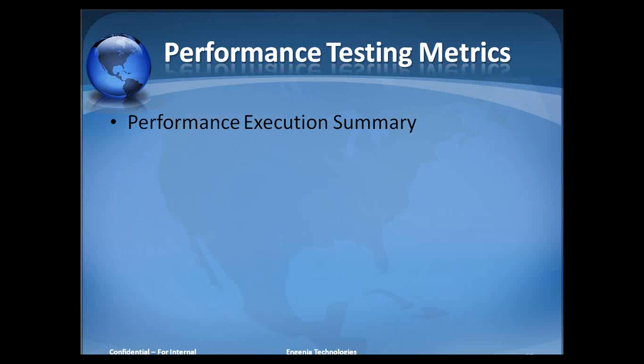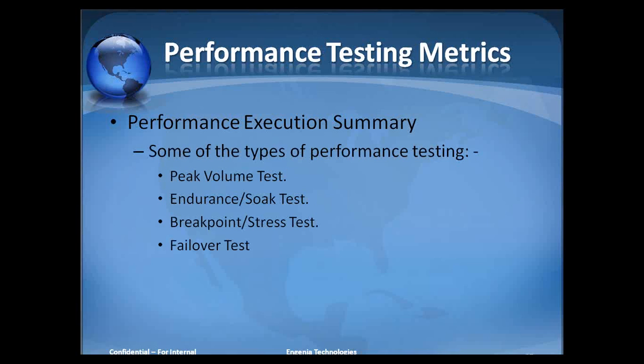Next one is performance execution summary. This metric gives the classification with respect to the number of tests which were conducted, along with the status, that is either pass or fail, for various types of performance testing. Some of these types are, for example, peak volume test, endurance or soak test, breakpoint or stress test, and failover test.